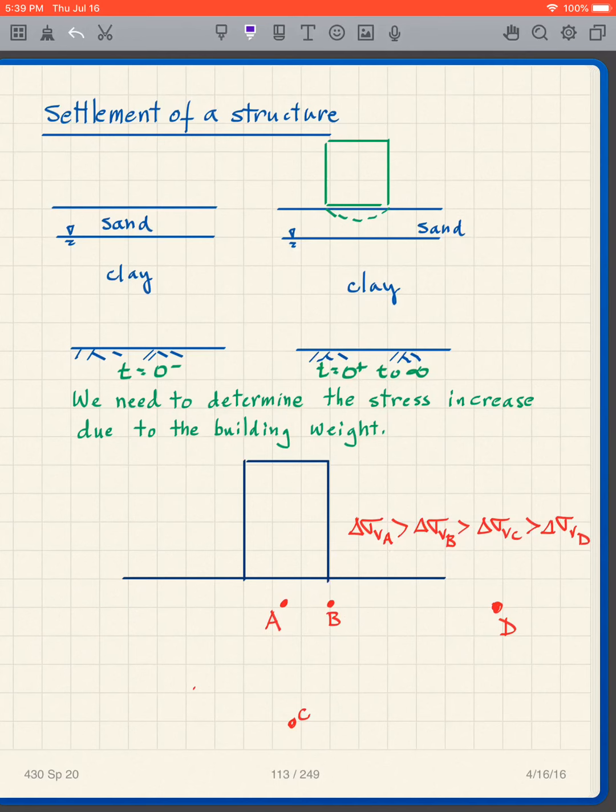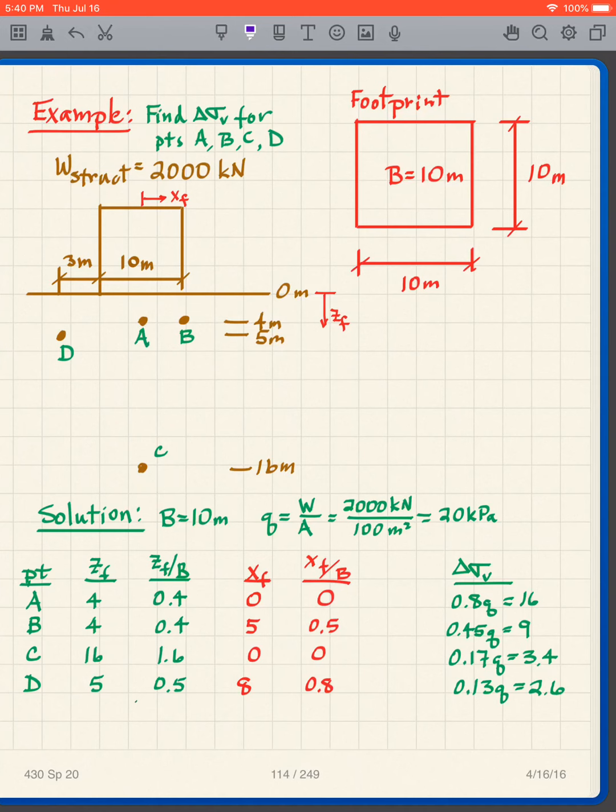Now, people have figured this out, so I'm not going to go through a detailed analysis of this because there's no reason for it. But we're going to use a standard solution, and I'll show you how to use it. The best way is to show it with an example. And what we're going to do is find delta sigma V for, again, points A, B, C, and D. But now I'm going to give some details.